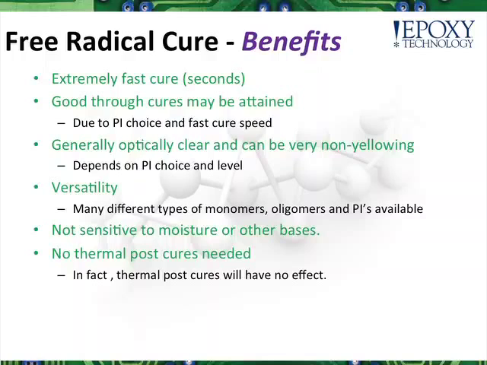The benefits of free radical systems: they're very, very fast. They take anywhere from 2 to 20 seconds. Some a little bit longer, but most are in that couple of seconds range. Additionally, they have very good through cure, meaning depth of cure. Typically, these can be on the scale of a couple of millimeters in depth, depending on your lamp selection and photoinitiators used. Additionally, free radical systems are typically very optically clear and non-yellowing. This, of course, does depend on the photoinitiator and monomer used, but they are typically quite clear.